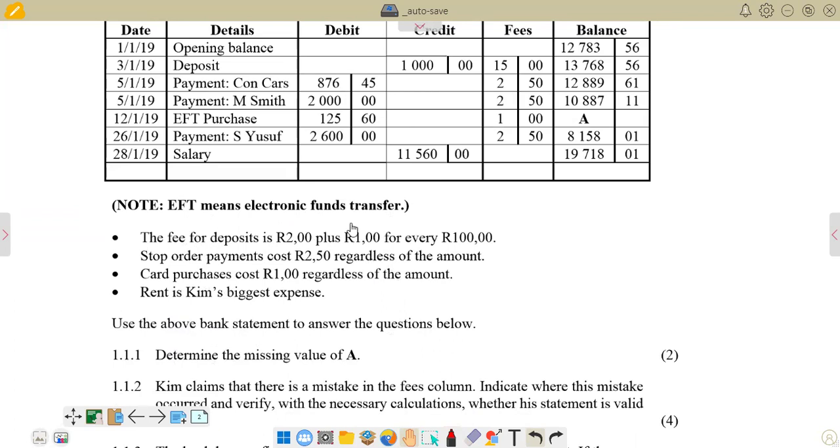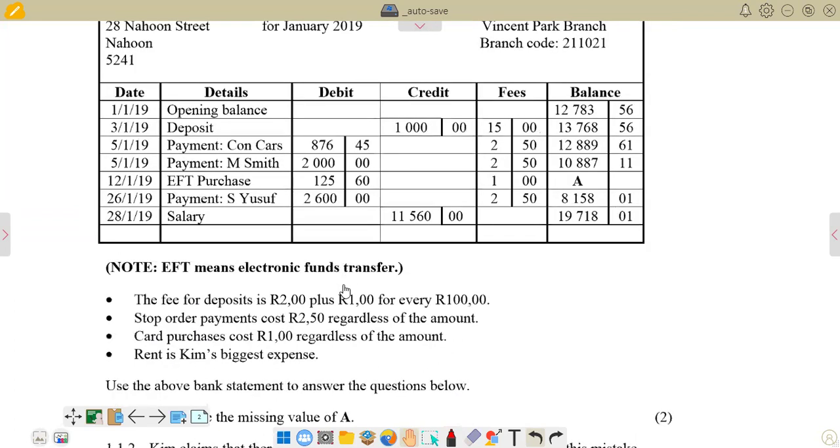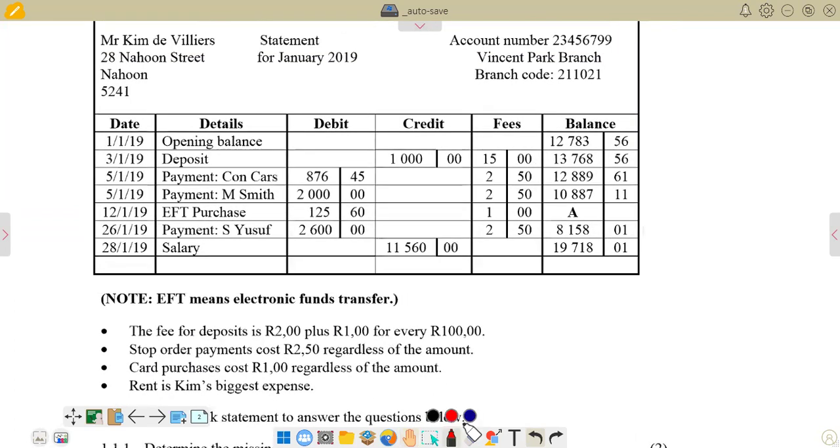So we are going back to the bank statement and try to see where do we have our A that we need to calculate. If we come here, you'd see that this is where we are having our A, which we need to calculate. So what we are going to do is make our calculations basing on the previous balance that we are given. Before we are having our row for A, we are having this balance, which is 10,887.